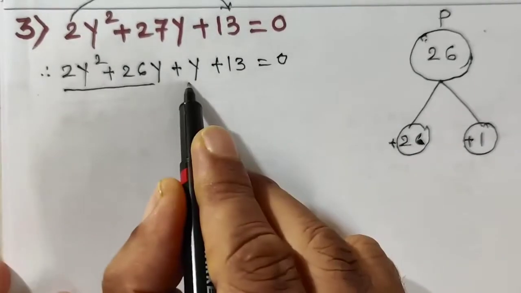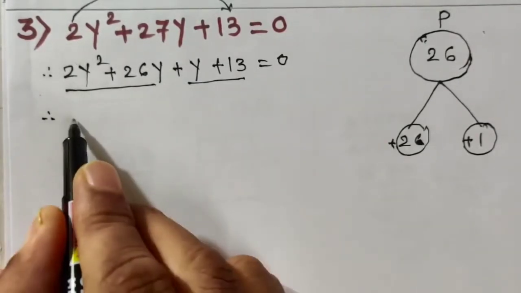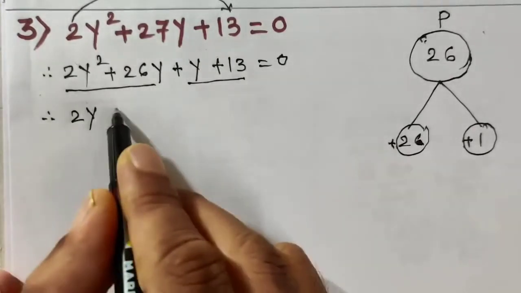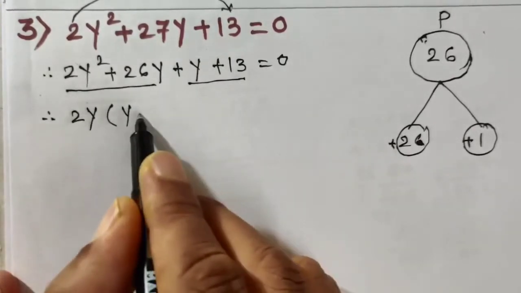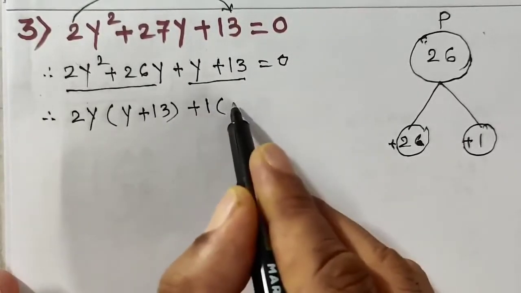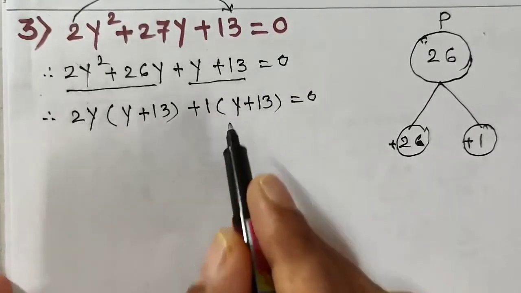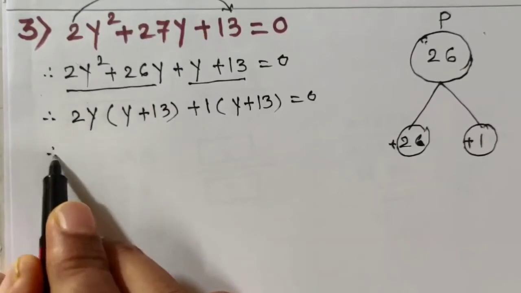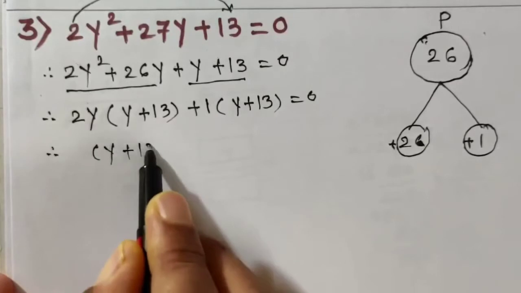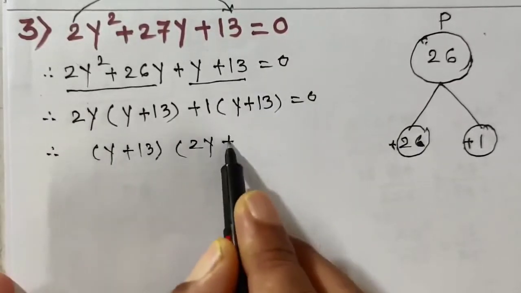Make a group of first and second term, and a group of third and fourth term. Find the common factor. Here 2 is common from the numbers and y is common from the variables, so here y plus 13. Now plus, there is no common term, so 1 is common. Whenever there is no common term, 1 is always common. So y plus 13, y plus 13 is the first factor, and second, 2y plus 1, that is the second factor.